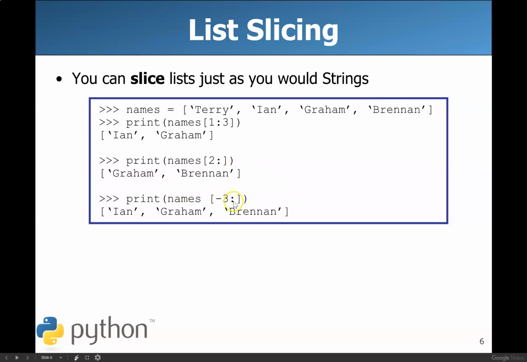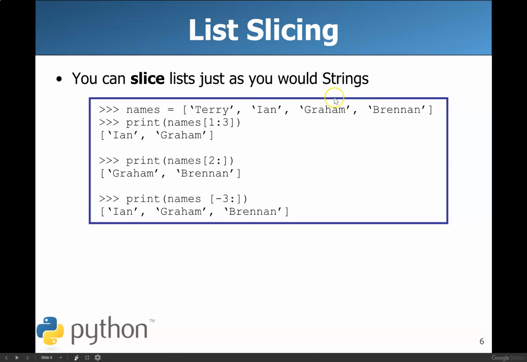If you print names from -3 to blank, it starts at this place and goes to the end. So if I go -3, that is -1, -2, -3. -3 is Ian, and then it's just going to print to the end. Ian is both 1 and -3. So I could print 1 to blank, and I would get the exact same result here.